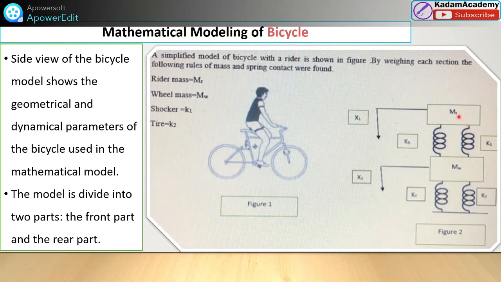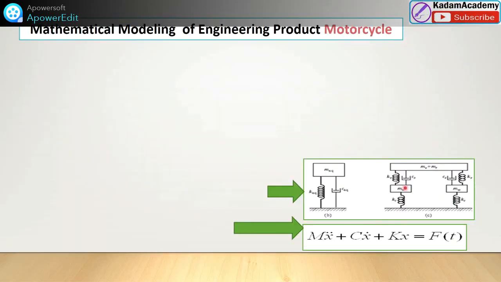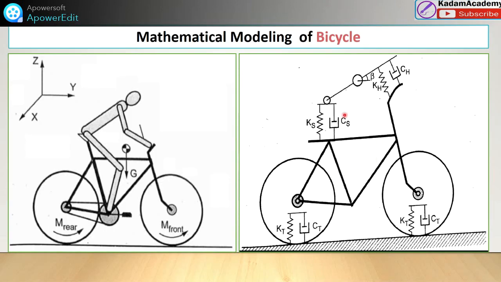This is the weight of the rider, MR, and the weight of the total cycle, MW, and the springs are considered here in this diagram. In this case, the springs are considered. So we have got the mathematical model here for this bicycle.